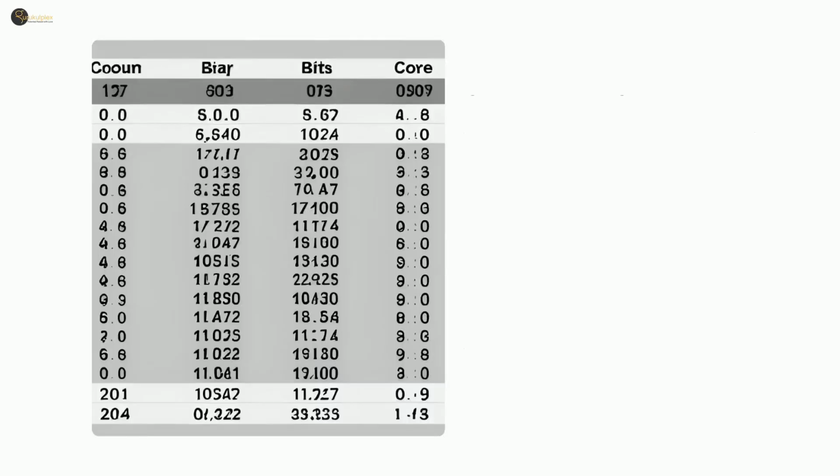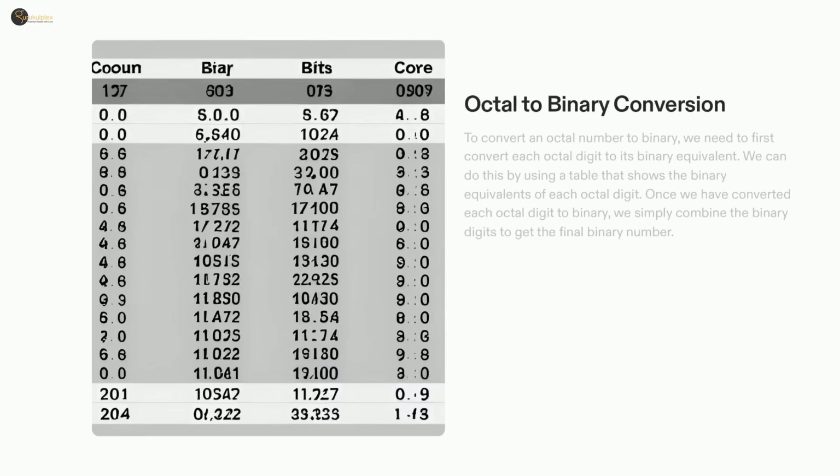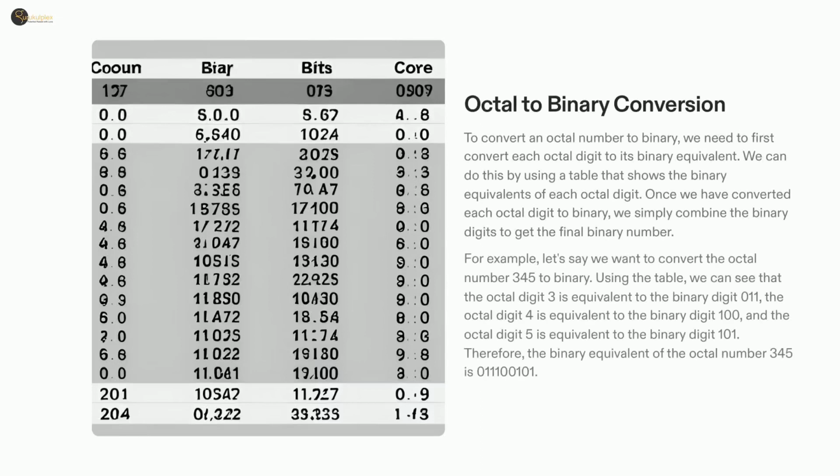Octal and binary numbers are significant in computer programming and coding. To turn an octal number into binary, each octal digit needs to be converted to its binary equivalent. This can be done by consulting a table that shows the binary equivalents of each octal digit. After performing the conversion, combine the binary digits to obtain the final binary number.